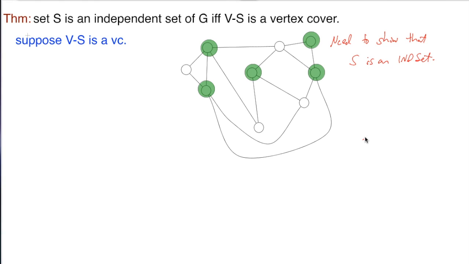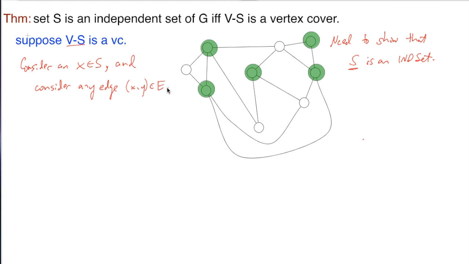What's the first step we need here? Suppose V minus S is a VC. We need to show that S is an independent set. So what do we need to consider? Consider an x that's in S. Okay, what do we need to show that S is an independent set? We're going to consider some element x in S, and consider any edge x comma y in E.